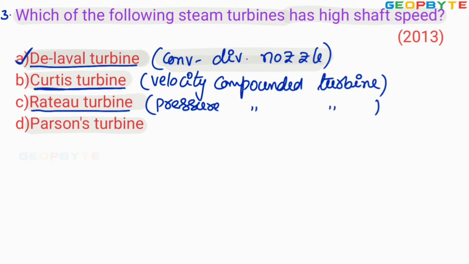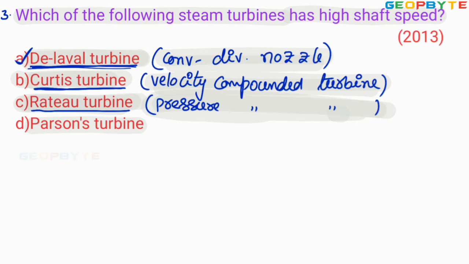The velocity compounding turbine and pressure compounded turbine are also coming under impulse turbine, but the steam is made to expand in more than one stage in velocity compounding turbine and pressure compounding turbine. Therefore, the speed of the Curtis turbine and Rateau turbine is comparatively less with respect to De Laval turbine. Therefore, De Laval turbine can make highest revolutions. I hope you clearly got my point.